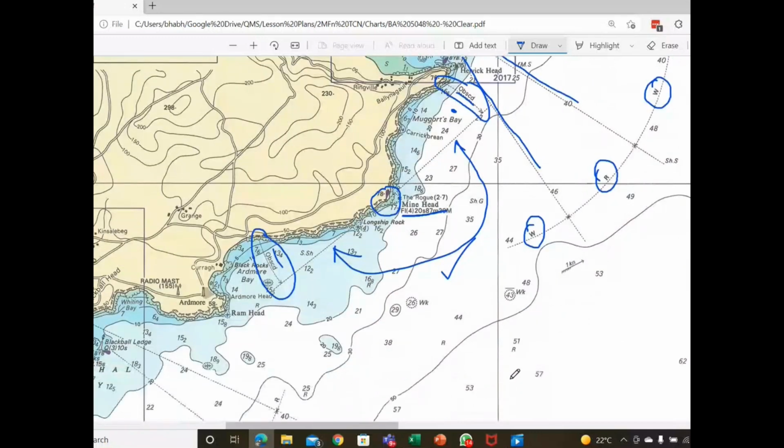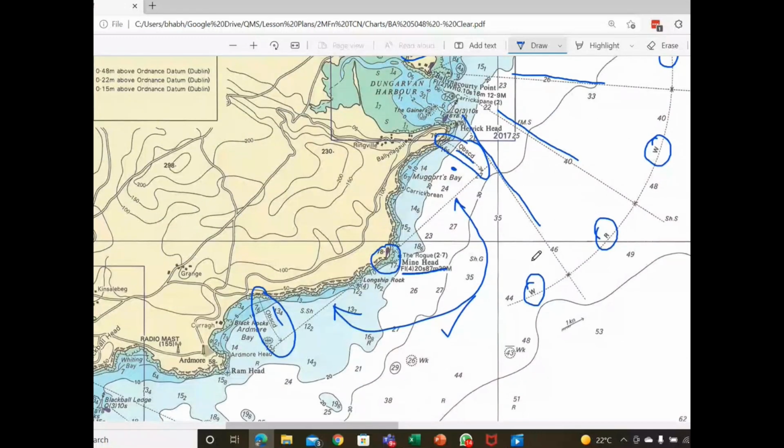Sir, what is the use of the obscured sector? Only for the practical purpose, or in the paper as well? Okay. Practical के लिए तो बेटा, it is very much useful to us because we know when we are in this particular zone, the light will not be visible to us.